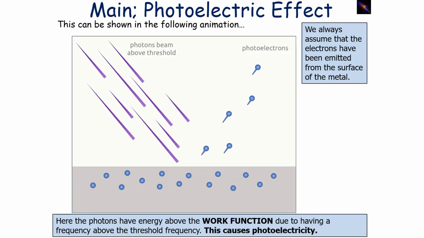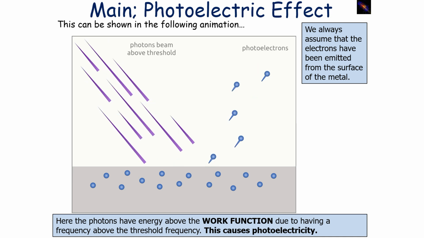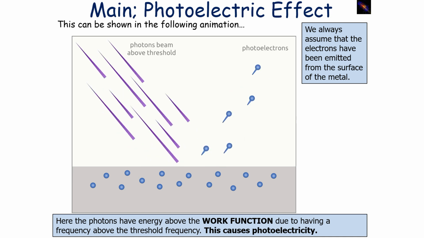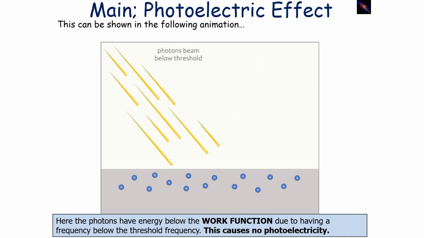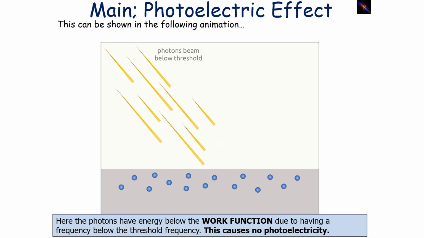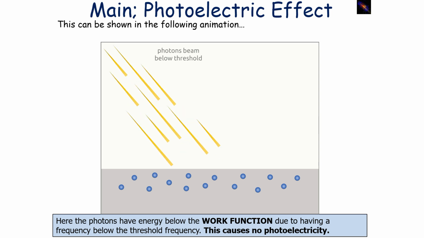We can see this in this particular animation. Here the photons have energy above the work function due to having a frequency above the threshold. This causes photoelectricity. Whilst in this particular situation, photons have energy below the work function due to having a frequency below the threshold, and this causes no photoelectricity.